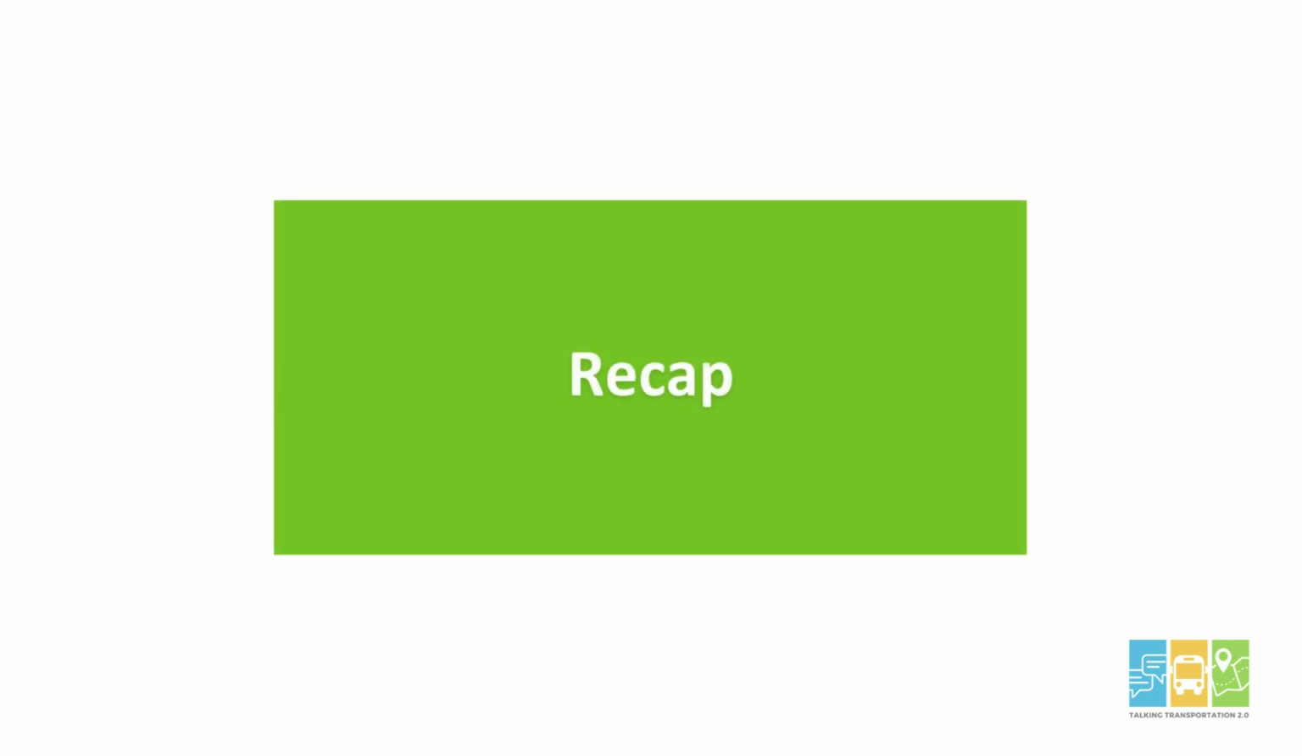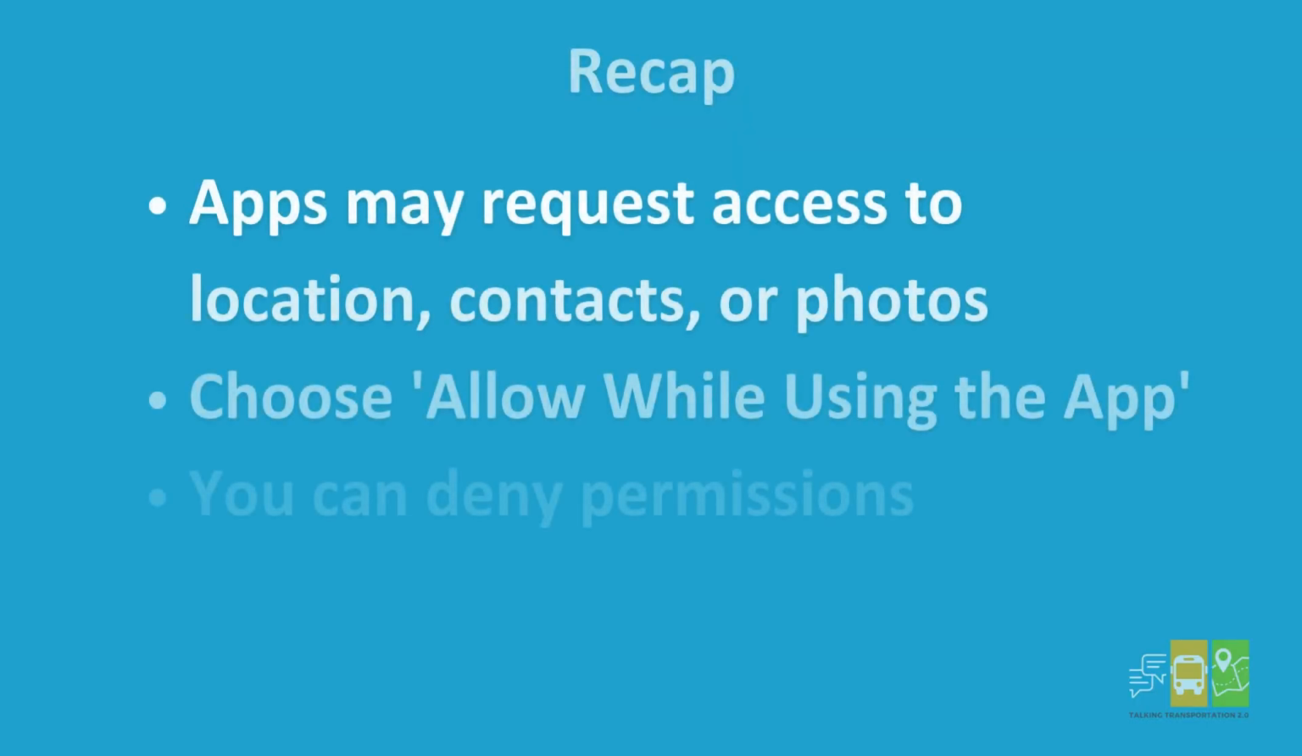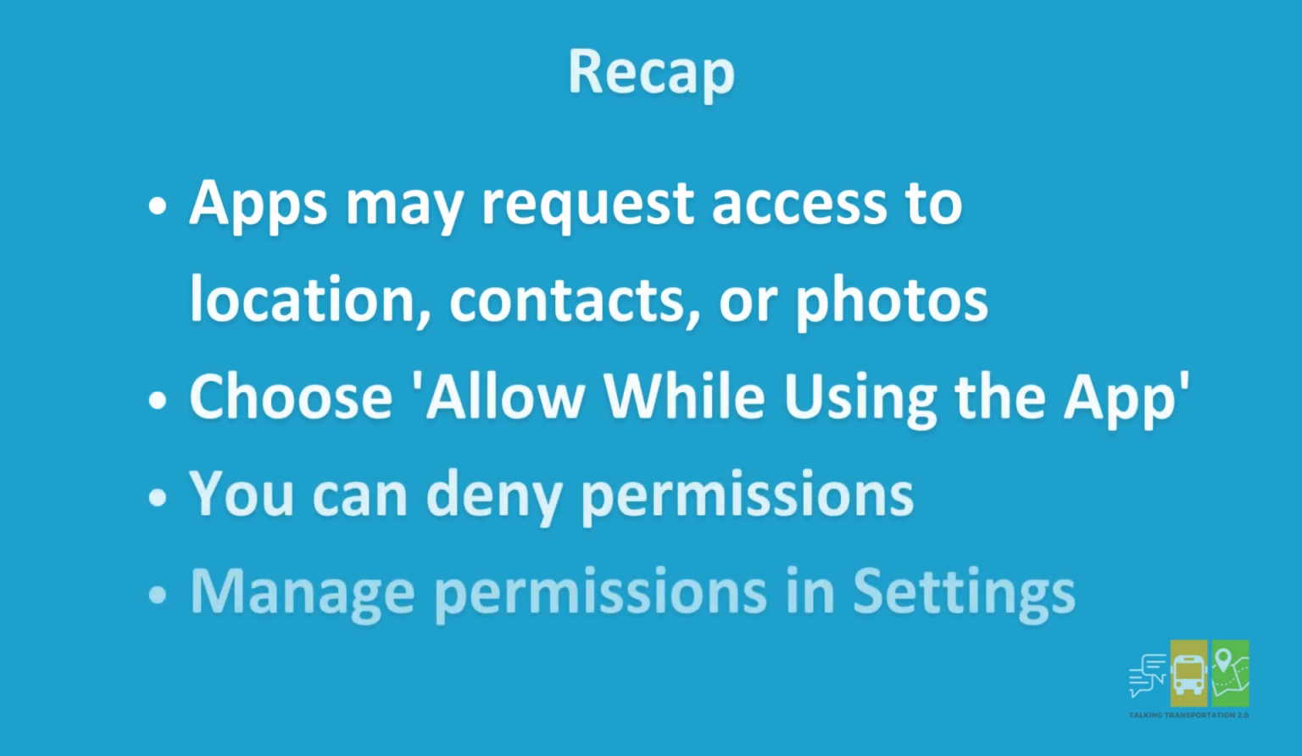Let's recap what we covered. Today, we talked about what app permissions are and why apps ask for access to things like your location, contacts, or photos. You learned how to allow or deny access and how to choose Allow while using the app for more control.